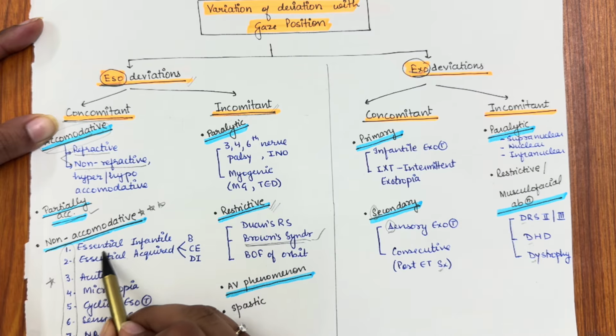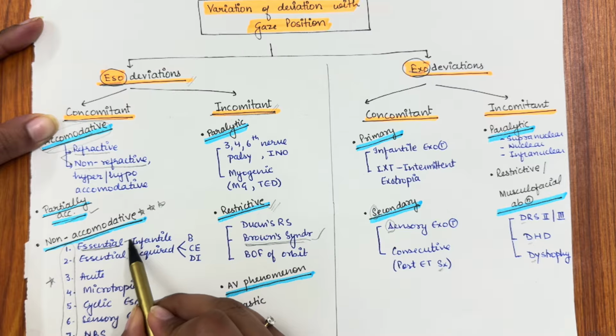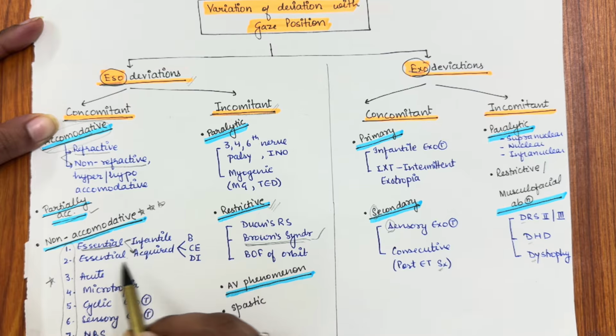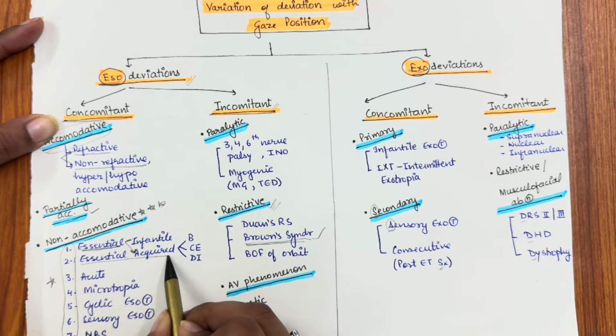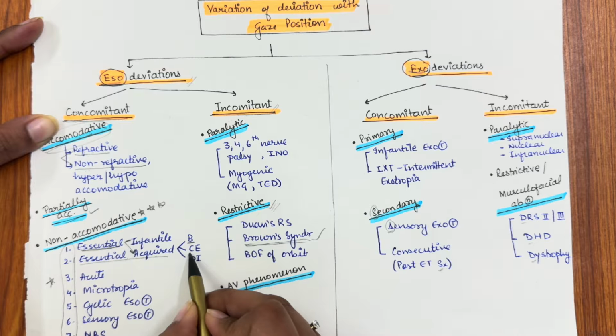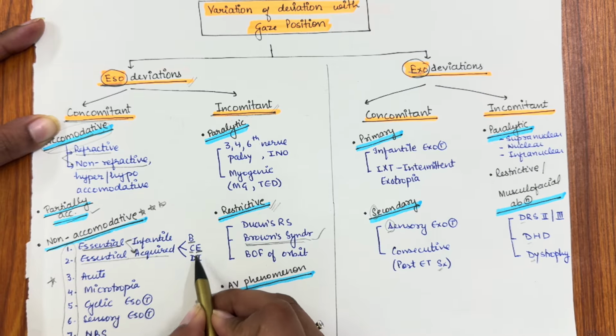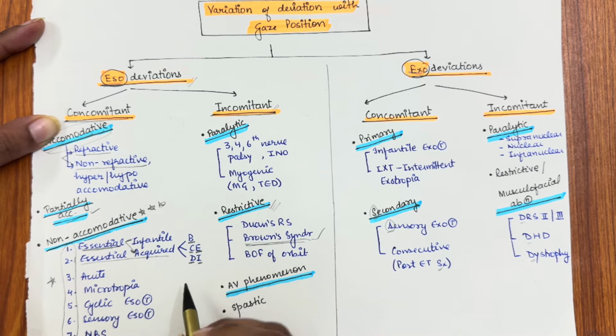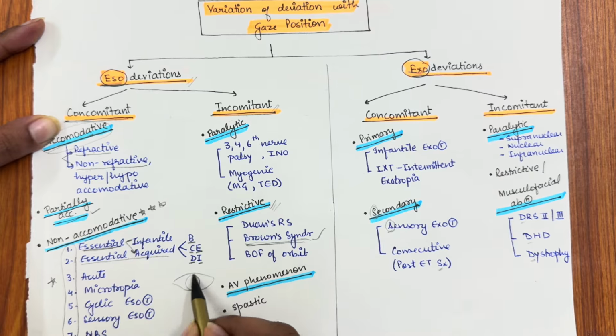So you remember essential infantile or essential acquired. Now in essential acquired, it could be basic squint, convergence excess, divergence insufficiency. Now let's see what is convergence excess.